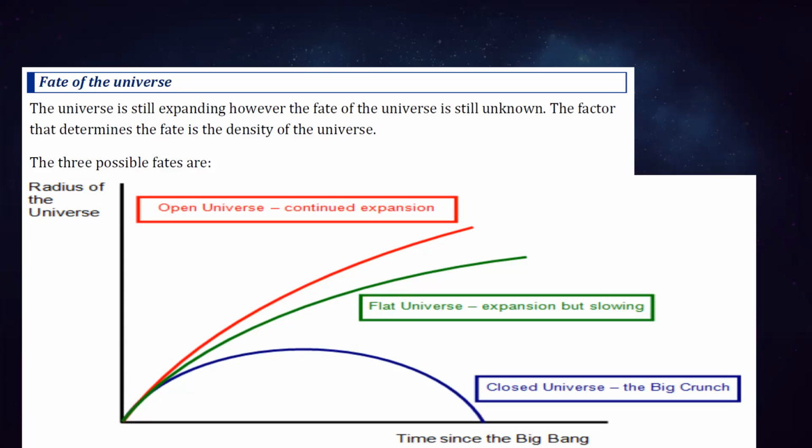But there are possibilities. We might have an open universe that will just expand forever. It might become flat, where the rate of expansion slows down and eventually stops. And we might have a closed universe that expands to its maximum point and then comes back to the point of singularity, which is known as the big crunch.